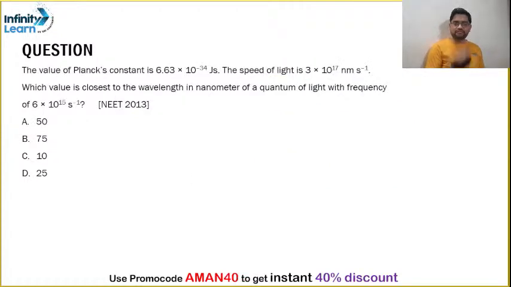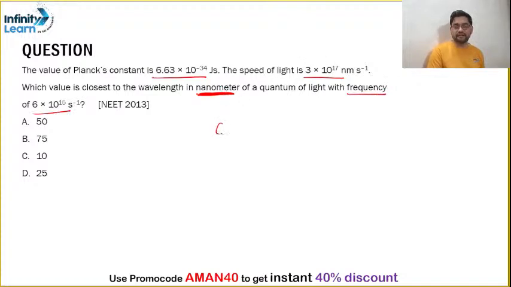Okay, this might be the last question, or one more question will be pending. The value of Planck constant is this. The speed of light is this. Which value is closest to the value in nanometer? Nanometer for quantum of light with frequency has to be this. So the unit is nanometer, and the requirement is also nanometer, so it will not change.